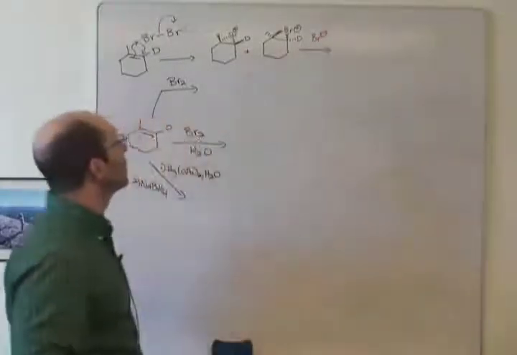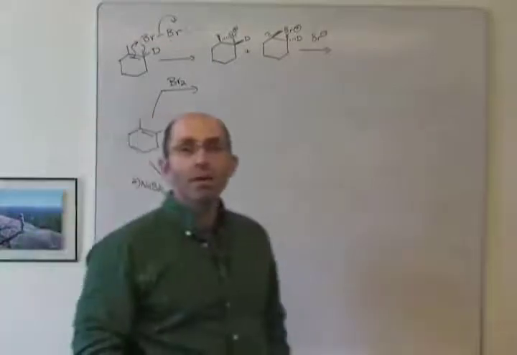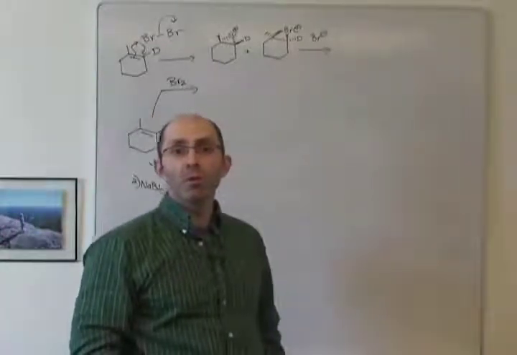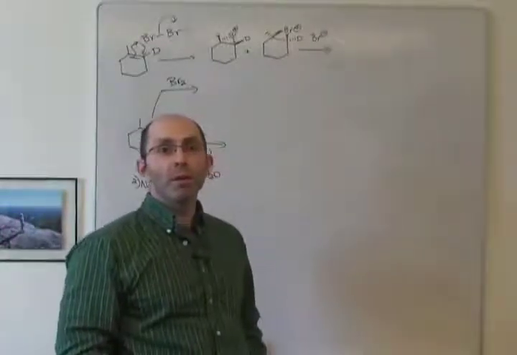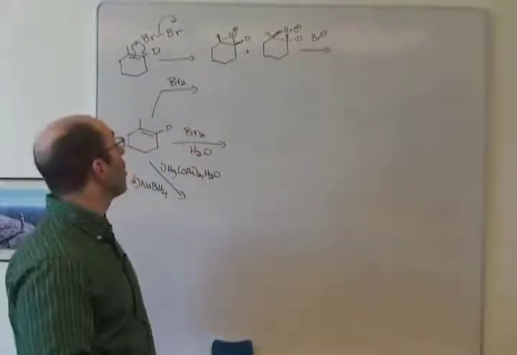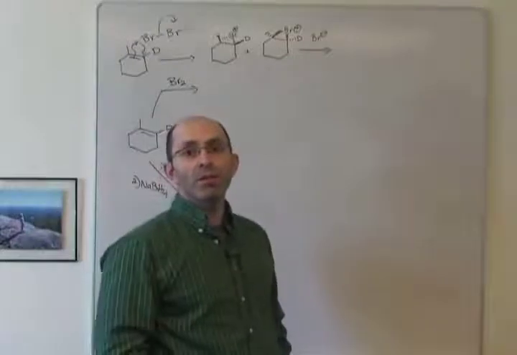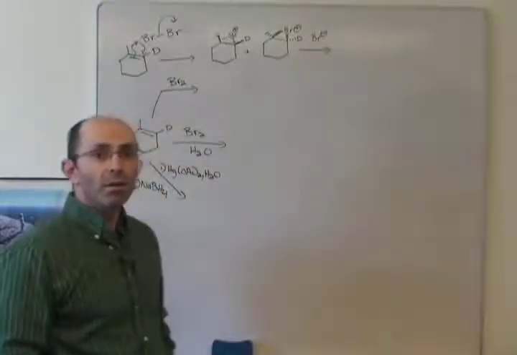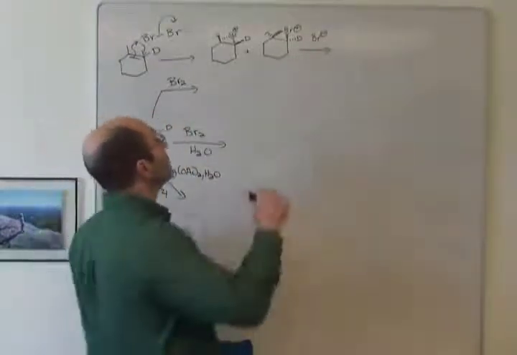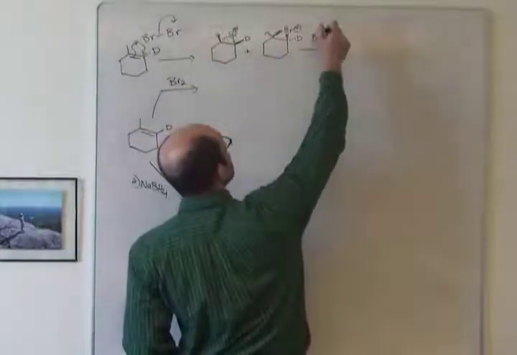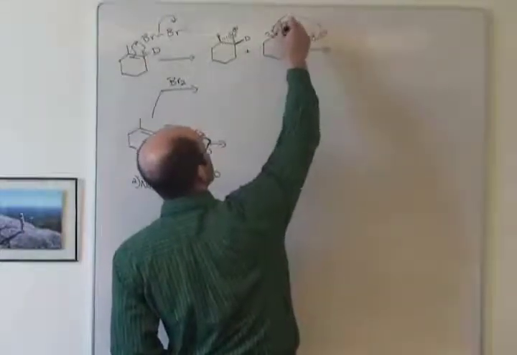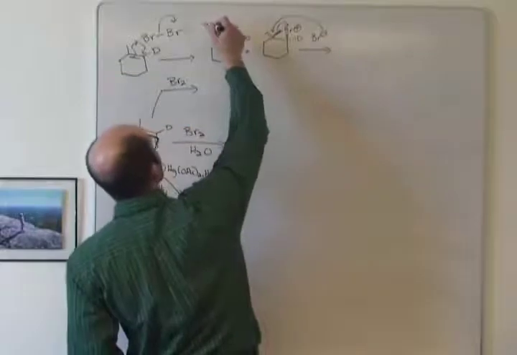And Br minus can add to either side of this, right? There is no regiochemistry that we have to worry about, all right? We'll see when we think about what's happening with these other ones that the reality is that Br minus is going to add to the more hindered side, all right? We'll talk about why that is in a minute. So let's just be consistent and add to the more hindered side in both of these.